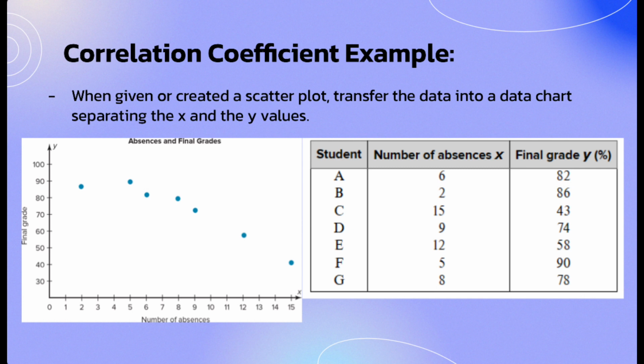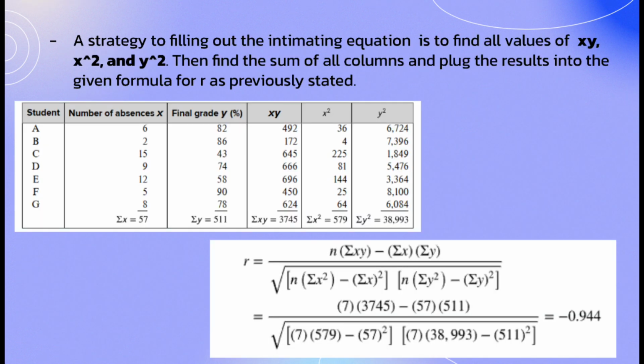This is our correlation coefficient example. When given or creating a scatterplot, transfer the data into a data chart separating the x and y values. So we were given the scatterplot and we transferred it into a data chart. Using the data chart, we have the x and y values, and we find the sum of each column, which is xy, x squared, y squared, and then the sum of all the values in x and y. Then we plug all those values into our formula for the correlation coefficient and get our answer, which is -0.944.